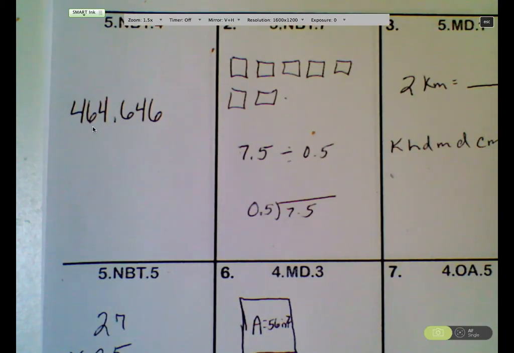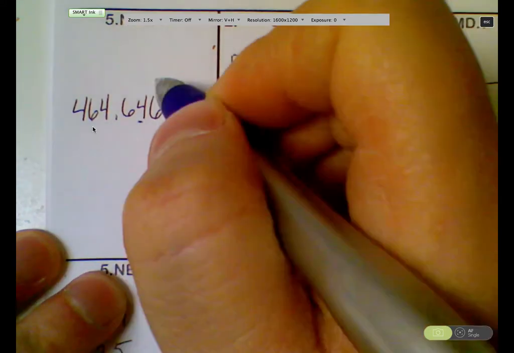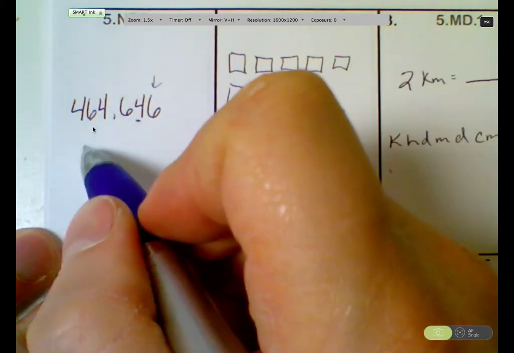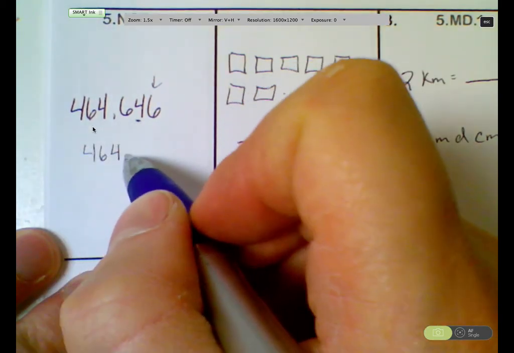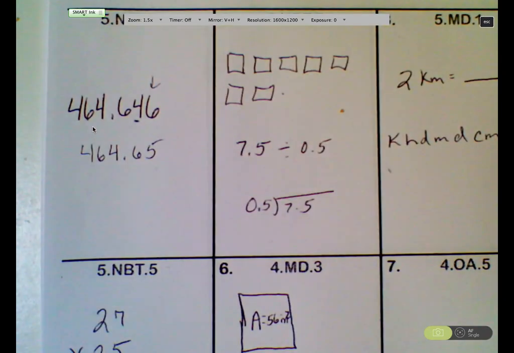Okay, lesson 42. Number one, round 464 and 646 thousandths to the nearest hundredth. Fours in the hundredths column. I'm going to look at my 6, and my 6 bumps my 4 up. 464 and 65 hundredths. Number two, estimate first and find the exact quotient.